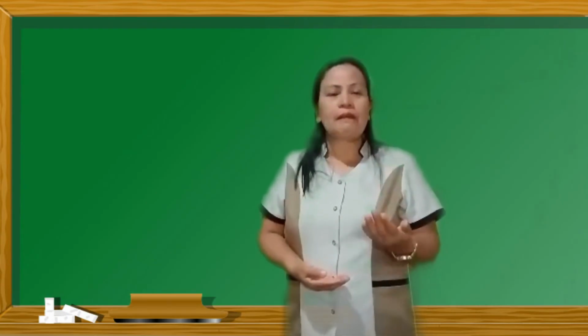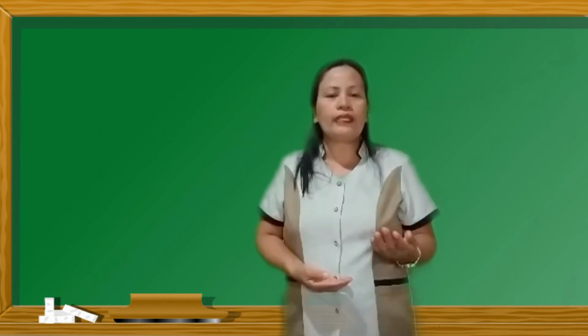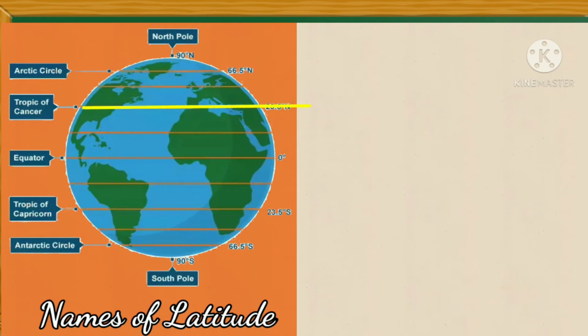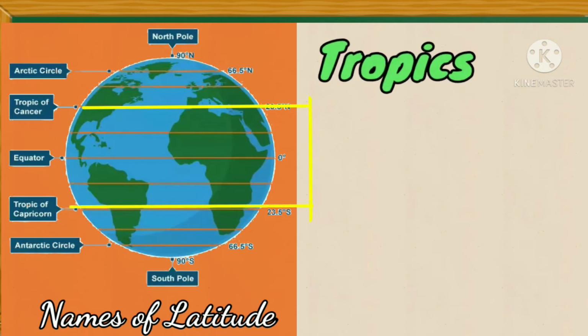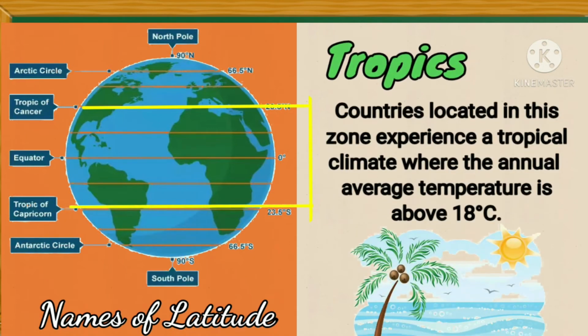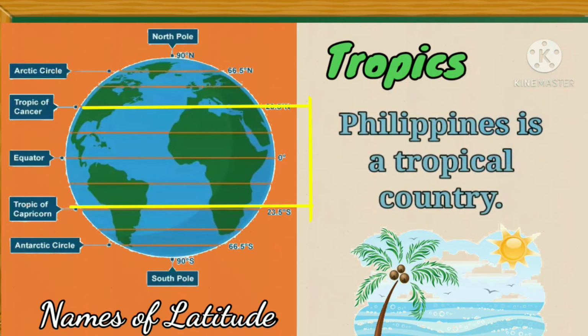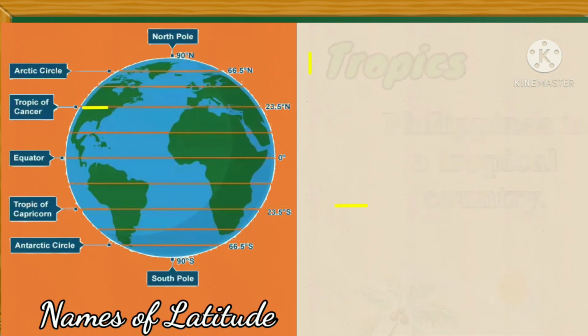The latitude of a place has something to do with its climate. The part of the world between Tropic of Cancer and Tropic of Capricorn is called the tropics. Countries located in this zone experience a tropical climate, where the annual average temperature is about 18 degrees Celsius. That is the reason why the Philippines is a tropical country.